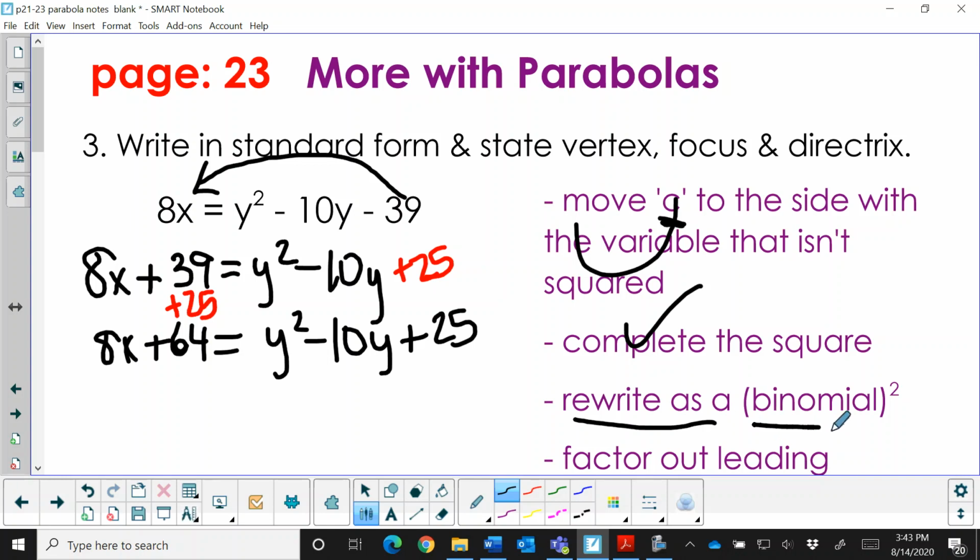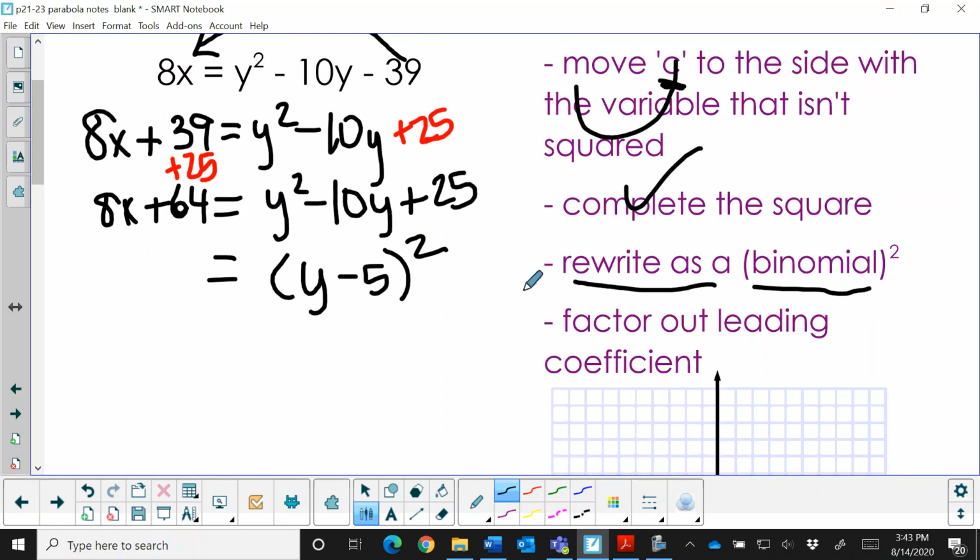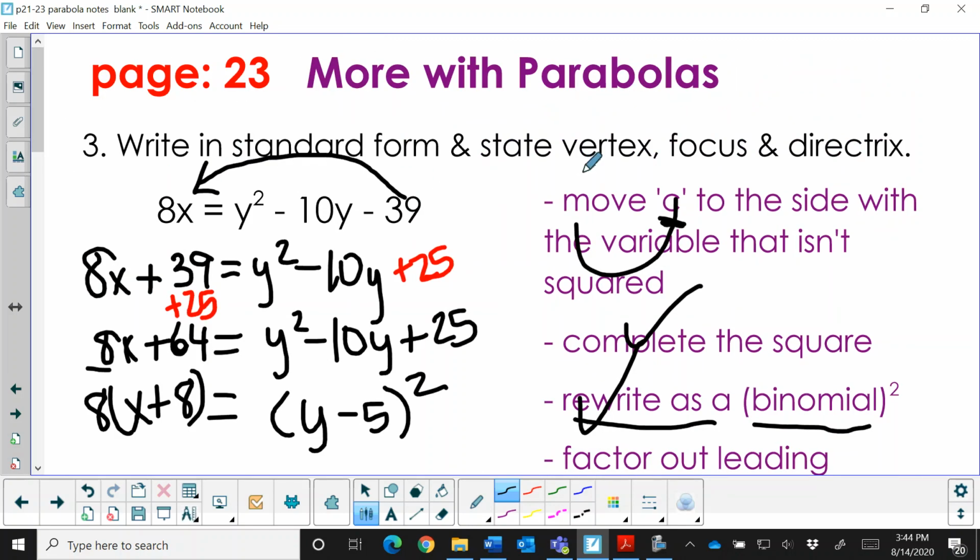Rewrite as a binomial squared. So the side we just completed the square on factors into y minus 5, y minus 5, or y minus 5 squared. So factor the right side. Now on the other side, we're going to factor out any coefficient. We have a coefficient of 8, so let's factor out that 8, and that leaves us with x plus 8. Okay, so now we can define our characteristics. Now we're going to look for the vertex, the focus, and the directrix.